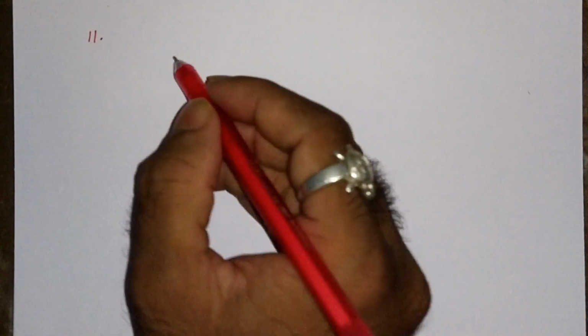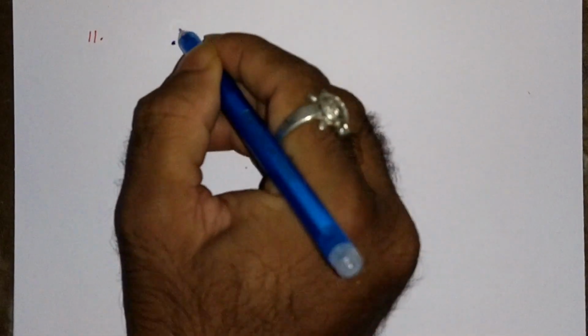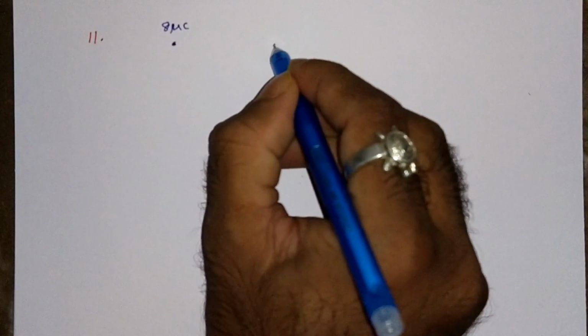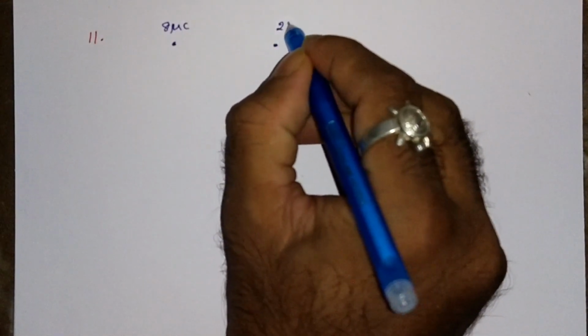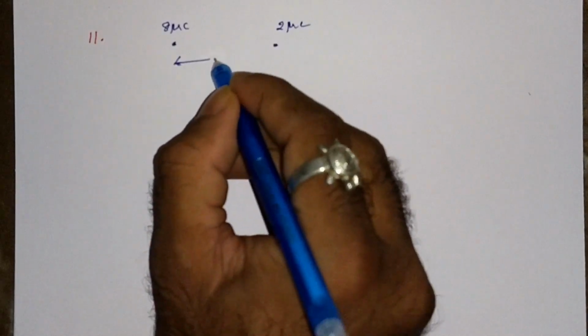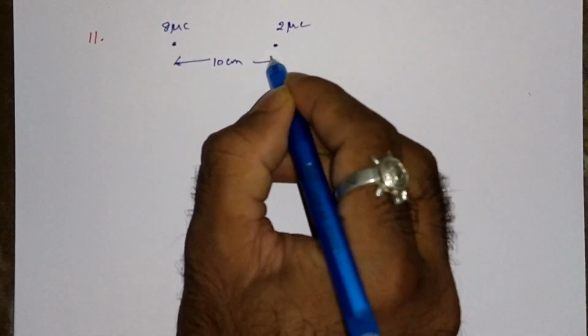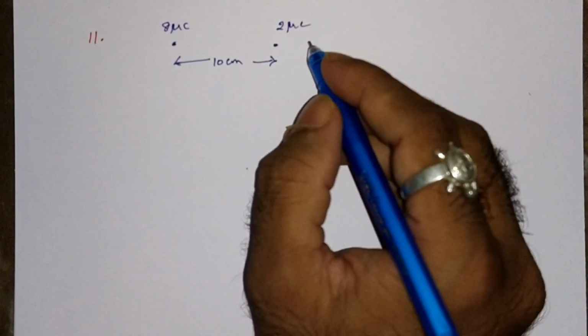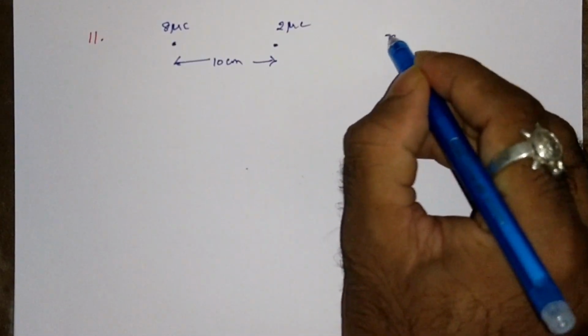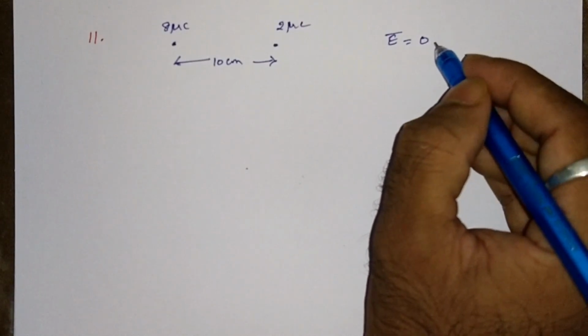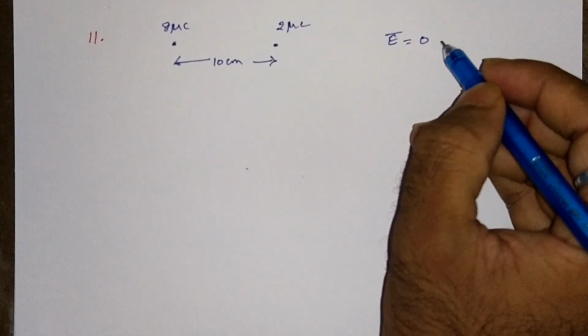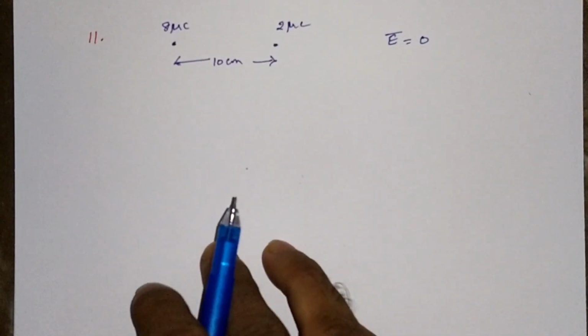Clear? The next question is question number 11 from the same worksheet. The question is, two charges 8 microcoulomb and 2 microcoulomb are placed 10 centimeter apart. Let us take this as 8 microcoulomb and this as 2 microcoulomb, both placed at a distance of 10 centimeter. The intensity of electric field should be 0 at a point, at what point is the intensity of electric field 0?